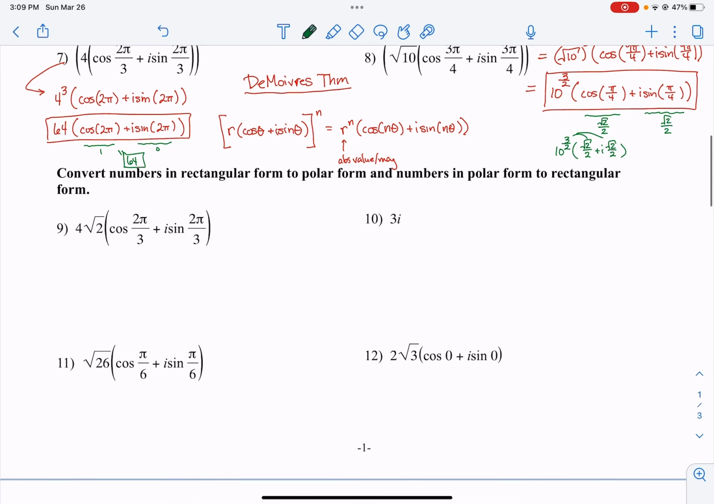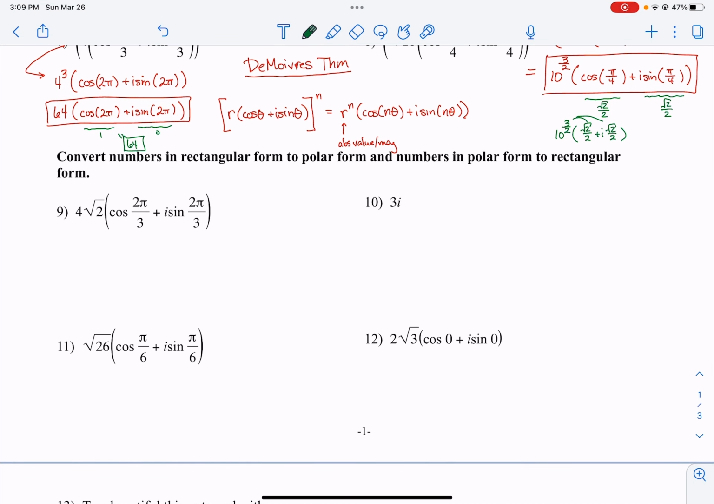Cool. Let's go ahead and work with some of these. So here, they want us to change from one form to another. So polar to rectangular or rectangular to polar. And I'm going to hold off from 10. I want to jump to one of the others. I'd rather do, maybe we start with 12, right?